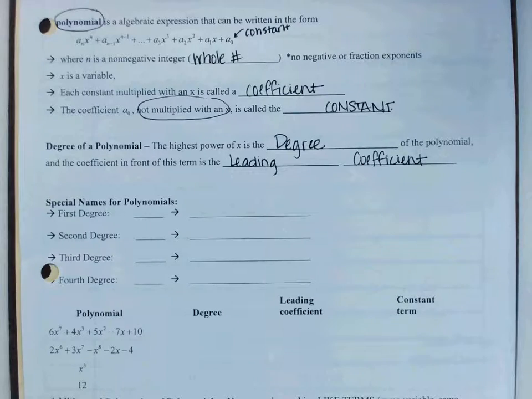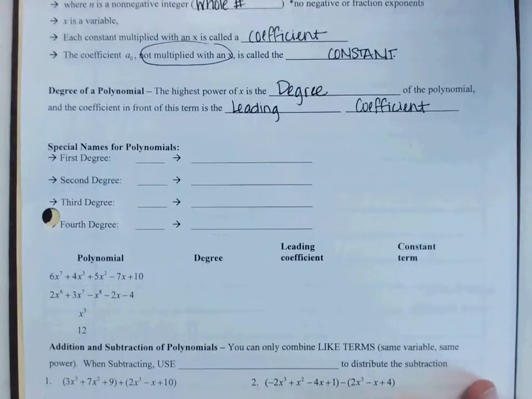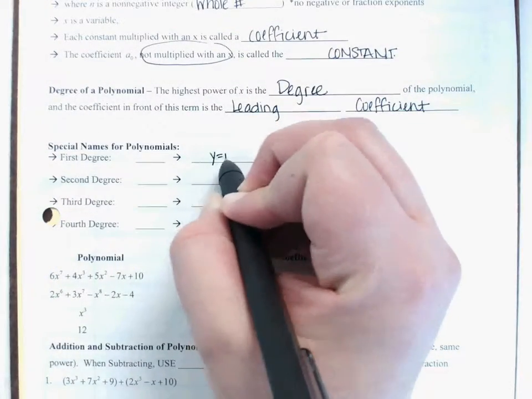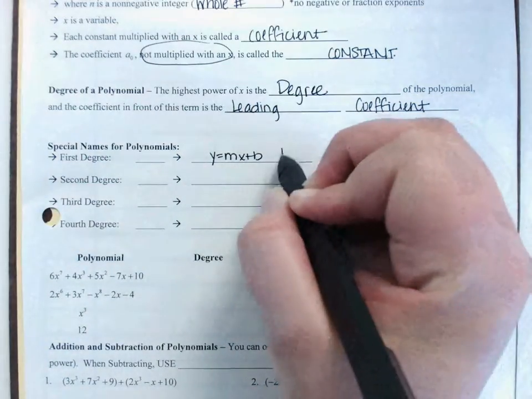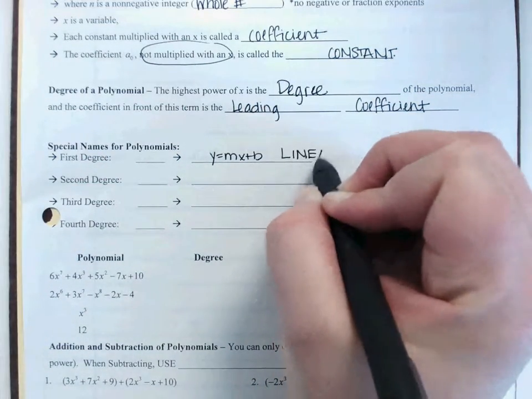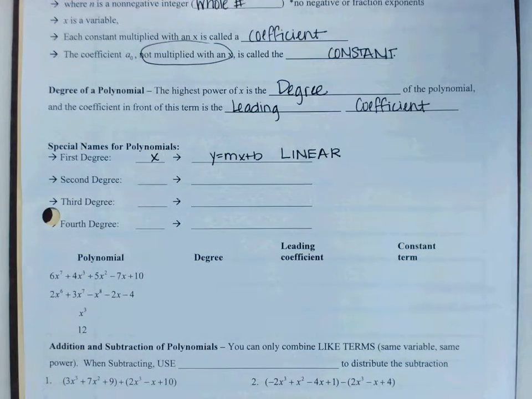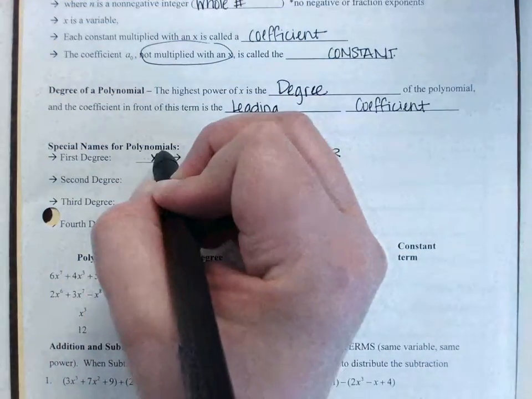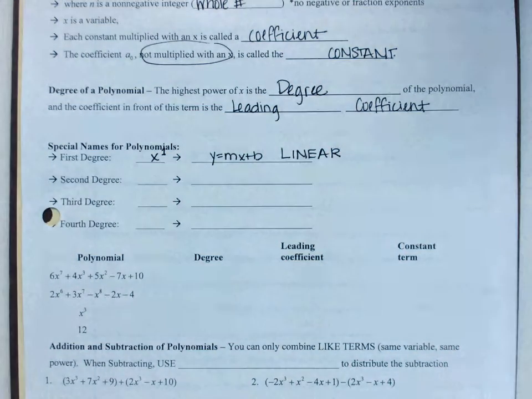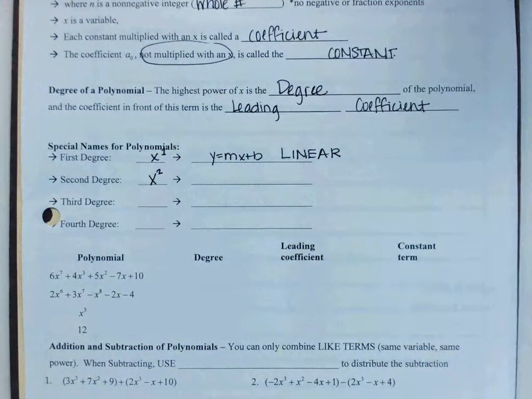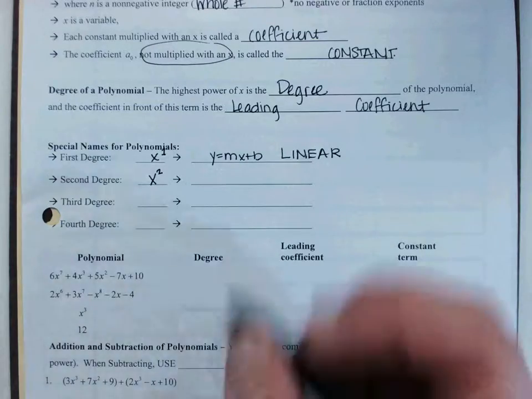So you have a couple of special names for the first four types of polynomials. If you have y equals mx plus b, that's called linear. And that's when you have an x to the first degree. So if I write x, technically that's an x to the 1. You just don't have to write the 1. The second one is x squared. What is the special name for the family of functions that have an x squared?